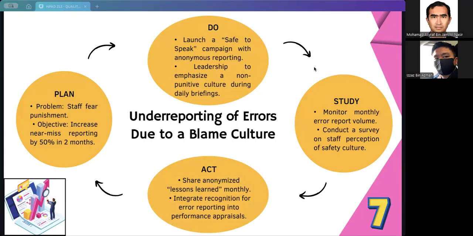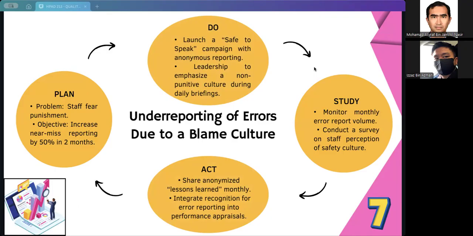First, under the plan component, the problem here is that staff often fear punishment, which inhibits their willingness to report near misses. So our objective is to increase near miss reporting by 50% in just 2 months. How are we going to achieve this? By launching a safe to speak campaign with anonymous reporting. We will also engage our leadership to consistently highlight a non-punitive culture during daily briefing.